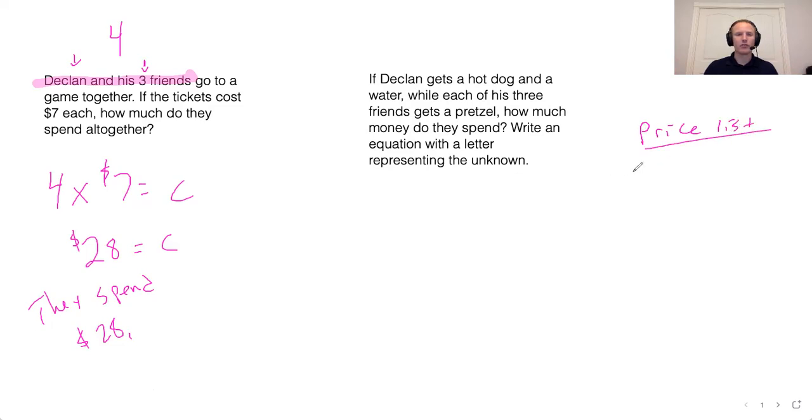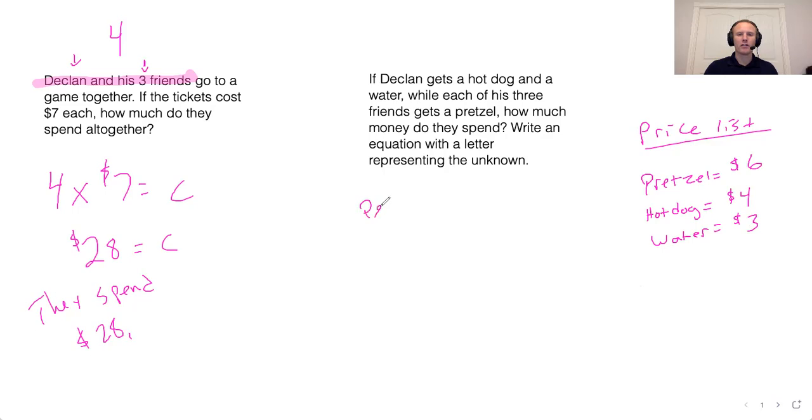So, game prices are usually pretty high. So a pretzel is going to be $6. That's one expensive pretzel. Hot dog equals $4, and a water equals $3. So I'm going to take some notes here.